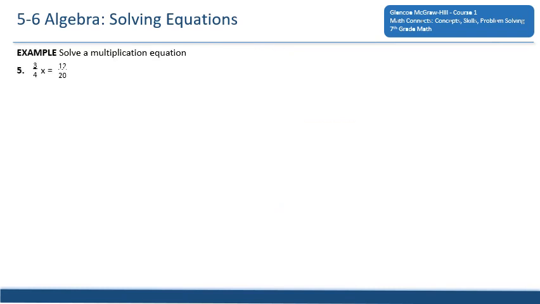Solve a multiplication equation. 3/4 x equals 12/20. So if I write the equation, 3/4 x equals 12/20, I'm going to multiply each side of the equation by the reciprocal of 3/4, which is 4/3. The reason I'm doing that is I want x by itself. So in order to get x by itself, I need to multiply 3/4 times something that'll give me 1. So it'll be 1x. I know that if I multiply 3/4 by its reciprocal, I'm going to get 1, and x will be by itself.